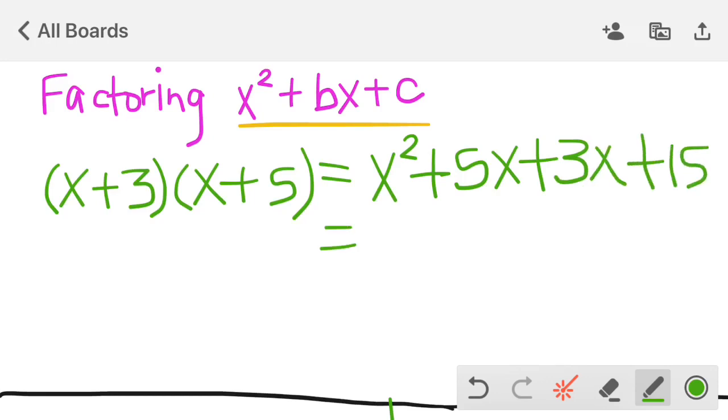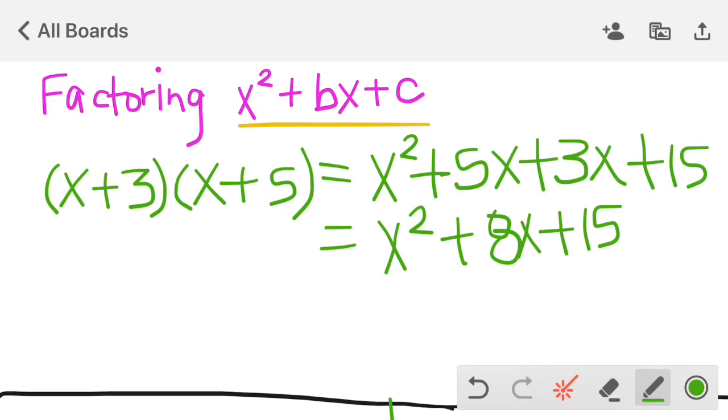Now I'll check and see if I can combine like terms. I can, and here we go. X squared with an 8x and a 15. So the question is, what is the relationship between 15 and 5 and 3? Well, how about for 8 and 5 and 3?